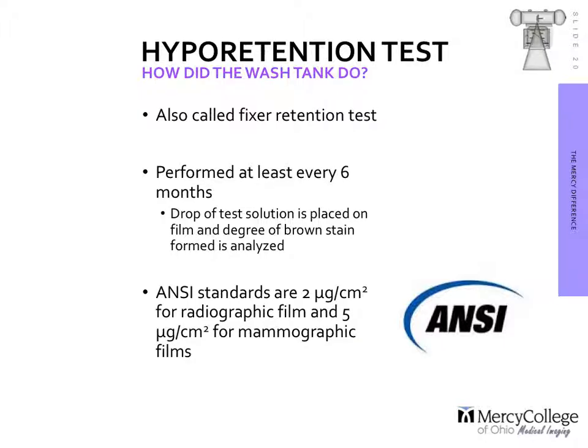So ANSI has a standard for this. ANSI is the American National Standards Institute. It's a nonprofit organization. They have all kinds of standards out there, not just those related to medicine. But it's 2 micrograms per centimeter squared for standard radiologic film and 5 micrograms per centimeter squared for mammographic film. So a little bit different, but I would be familiar at least with those numbers.